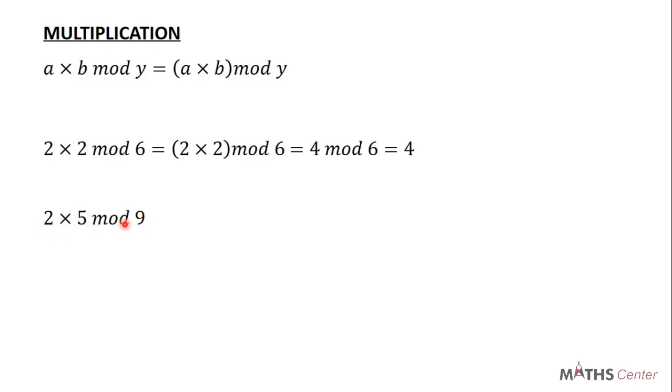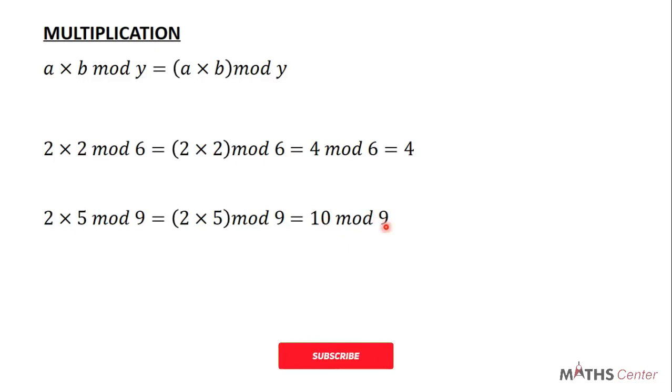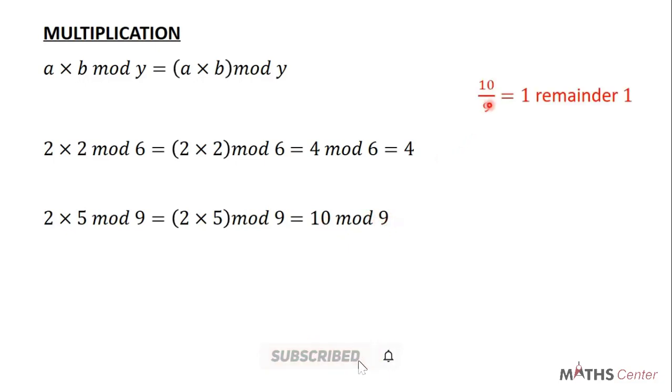2 times 5 mod 9 is equal to (2 times 5) mod 9. 2 times 5 will give us 10. So we have 10 mod 9. 10 is greater than 9, so the value of 10 in mod 9 is the remainder when we divide 10 by 9. 10 divided by 9 will give us 1 remainder 1. So 10 mod 9 is equal to 1.